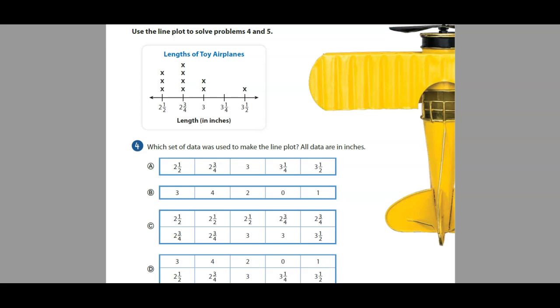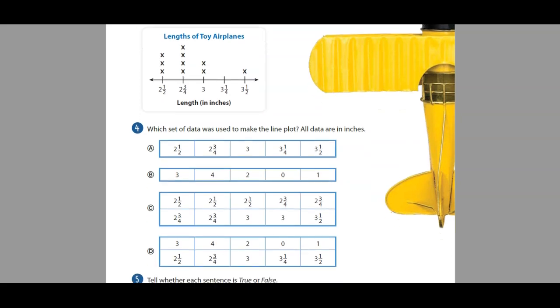It says use a line plot to solve problems 4 and 5. Oh yeah. Okay. It looks like the length is in what measurement? Inches. Yes. Okay. And we're talking about the lengths of what? What's the title? Lengths of toy airplanes. Okay. It looks like we have 2.5, 2 3/4, 3, 3 1/4, and 3.5. Okay. The half could also be 2 2/4, right?